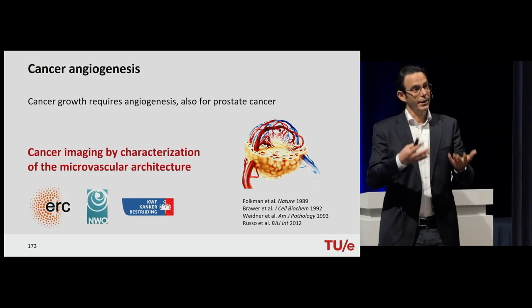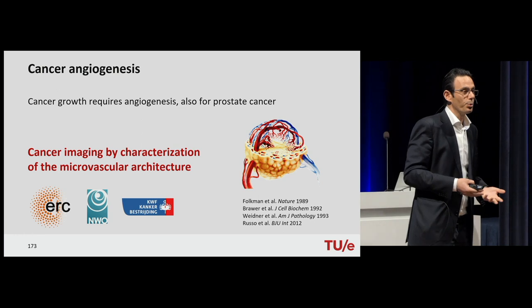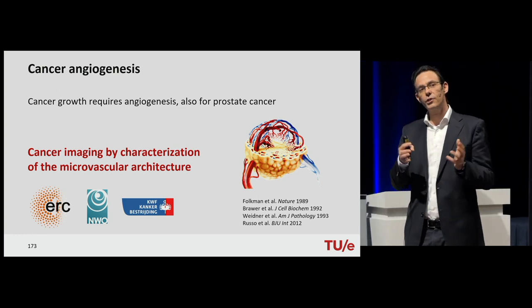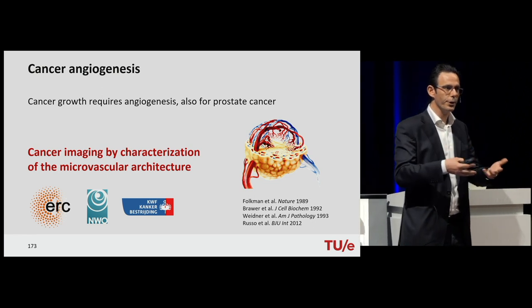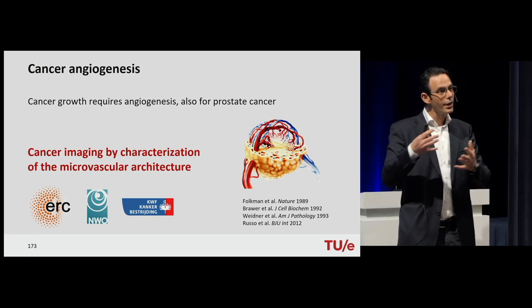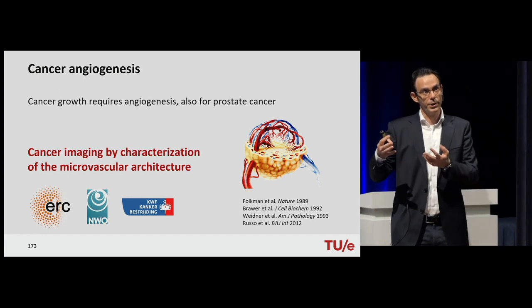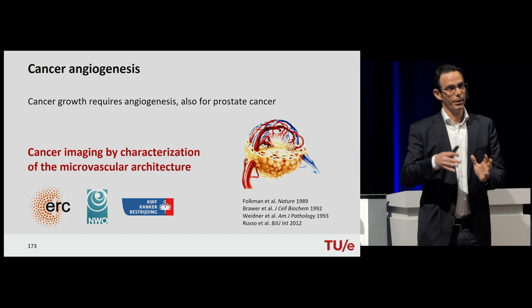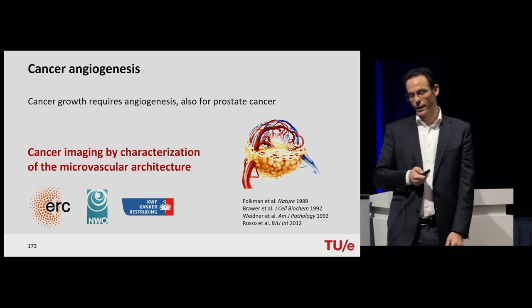But the difficulty is that we should be able to resolve this microvascular architecture. In particular, we wanted to look not just at perfusion, but really try to infer the underlying microvascular architecture. That helps us really recognize these angiogenic networks. This received quite some funding. We were able to develop our research.